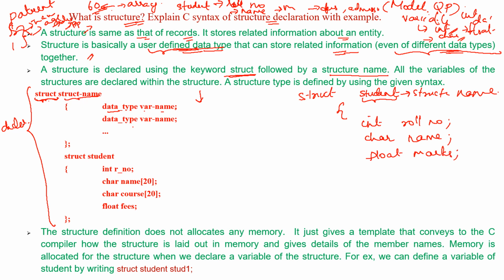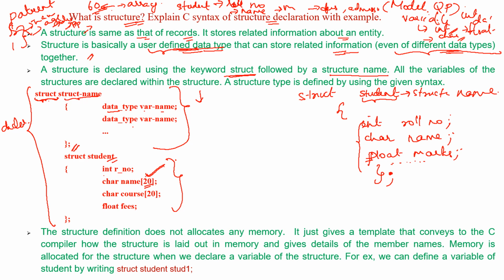These are called the members of the structure. You can add many variables here of different data types, and always end with a semicolon. This is very important. So this is your declaration of the structure. As I have written here, they have given the example: struct student, integer roll number, character name of size 20, so it is an array, right?